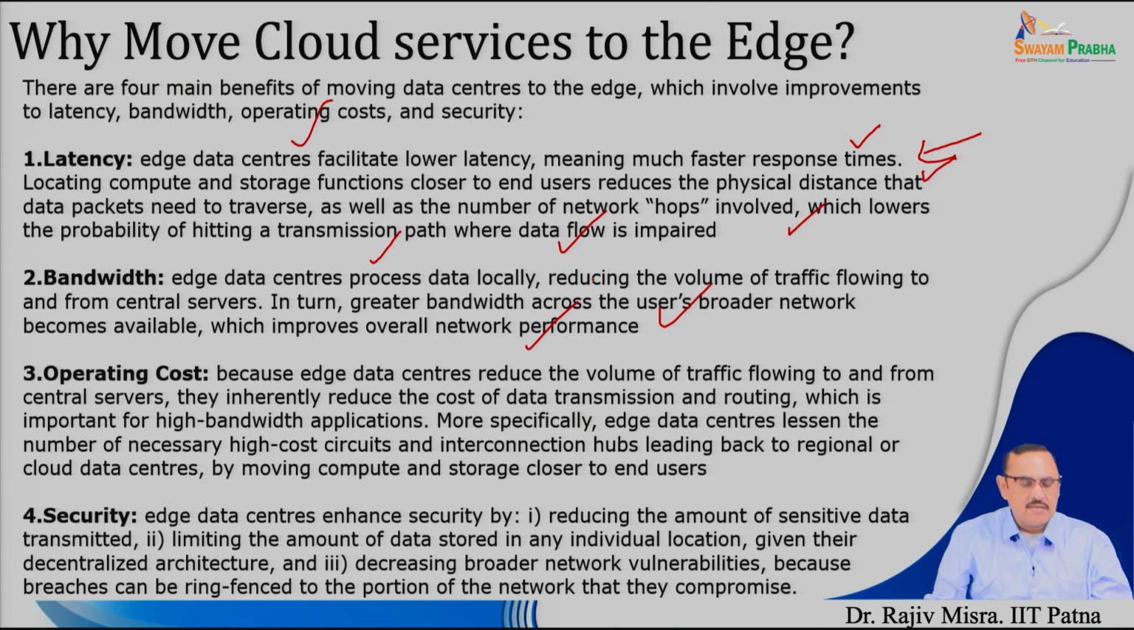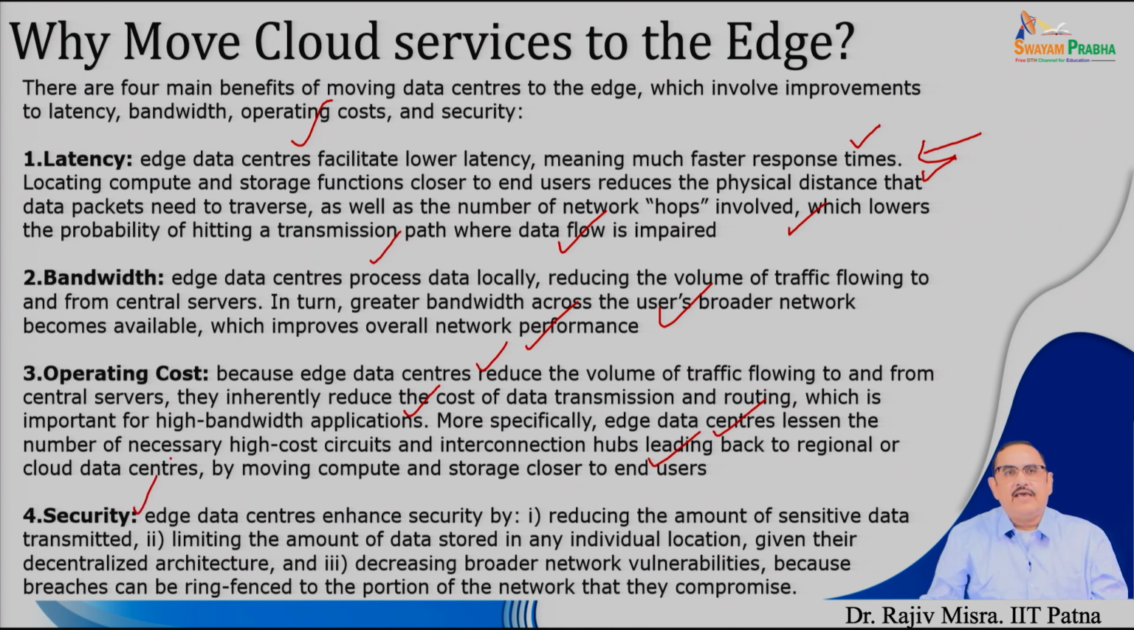The third important thing is the operating cost. Because edge data centers reduce the volume of traffic flowing to and from the central servers, they inherently reduce the cost of data transmission and routing, which is important for high bandwidth applications. More specifically, edge data centers lessen the number of necessary high cost circuits and interconnection hubs leading back to the regional or cloud data centers by moving the compute and storage closer to the end users.